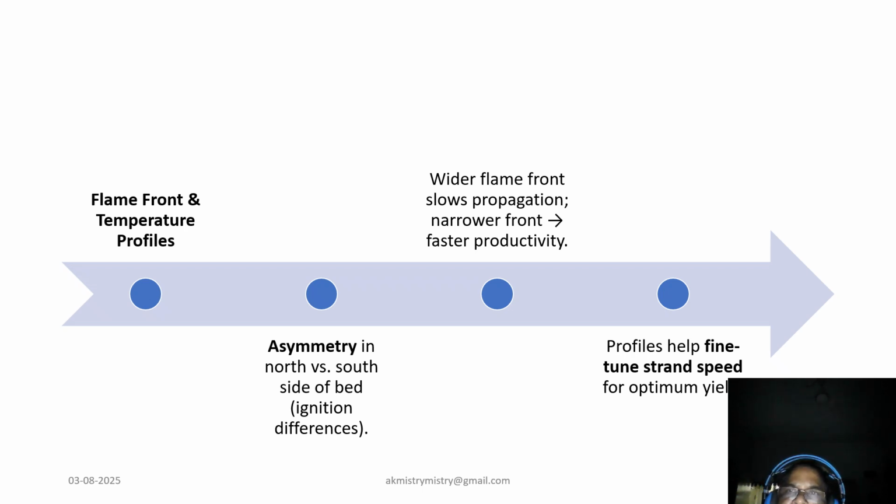This slide shows temperature profiles from both the north and south sides of the sinter bed. Differences in ignition or bed loading can cause asymmetry in flame front development. A wider flame front seen on the north side implies slower progression. The south side had a narrower and faster moving front. This variation directly influences the hot permeability and gives us another lever to fine-tune strand operations.